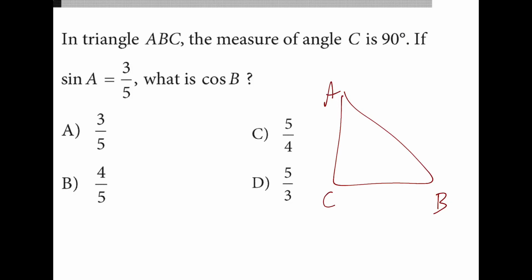Here's our triangle ABC. C is the right angle. The sine of angle A is equal to opposite 3, hypotenuse 5. So what is cosine of B? Also 3/5. Because once we switch to this angle, 3 is adjacent and 5 is hypotenuse.